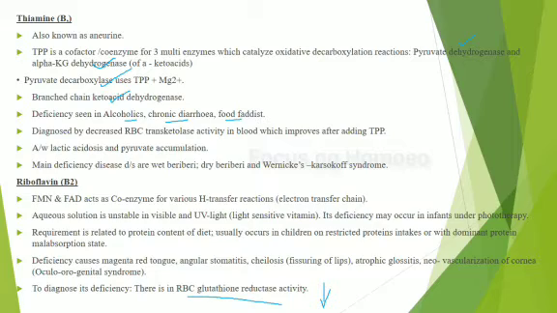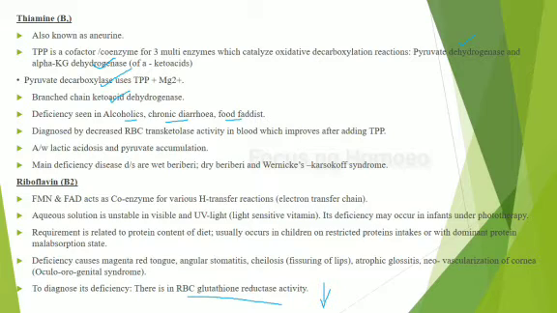Its deficiency is seen in alcoholics, chronic diarrhea, and food faddists. It is diagnosed by decreased RBC transketolase activity in the blood, which improves after adding TPP. It is associated with lactic acidosis and pyruvate accumulation.